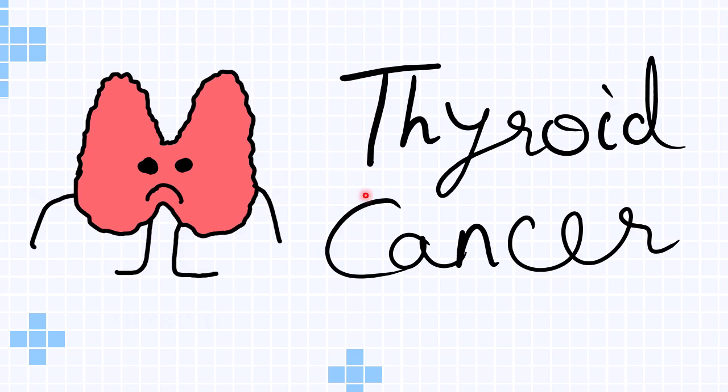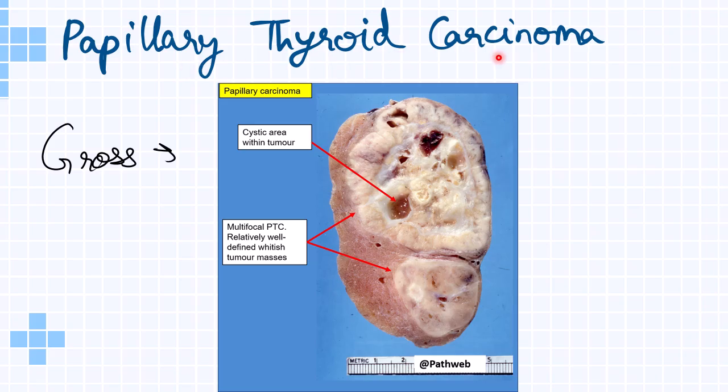In this video, we'll learn thyroid carcinoma in the simplest way possible. We'll cover the gross appearance, histology, important genetic mutations, and the high-yield points that are frequently asked in MBBS exams. Let's begin. Let's start with papillary thyroid carcinoma.